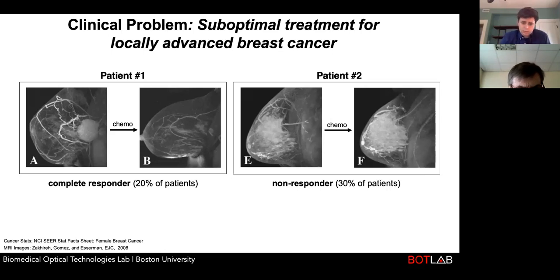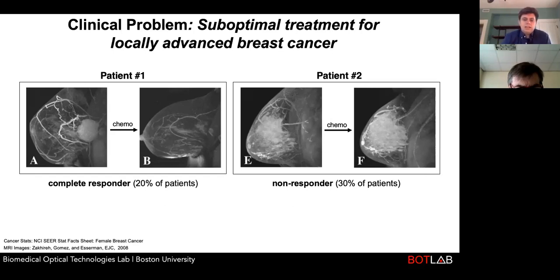So despite all the advances in genetic matching and molecular markers and even new therapies like targeted therapies and immunotherapies, this remains a big problem. There's just a huge variety of responses. And we really don't want to treat patients like patient number 2 for months with treatments that are ineffective. So this is the clinical problem.